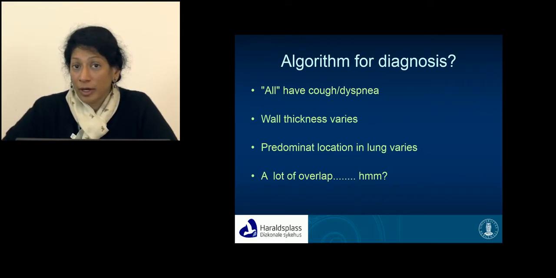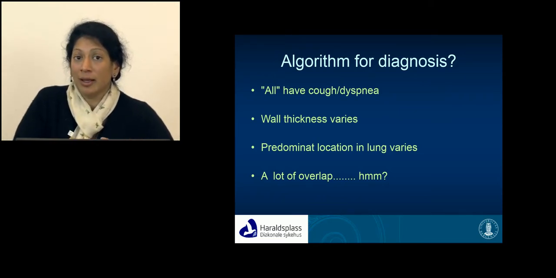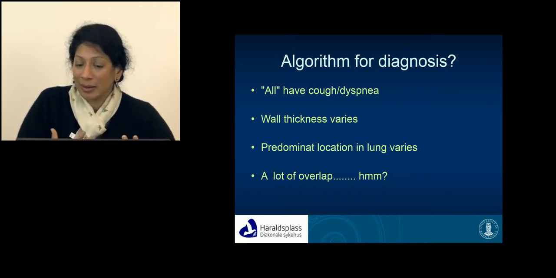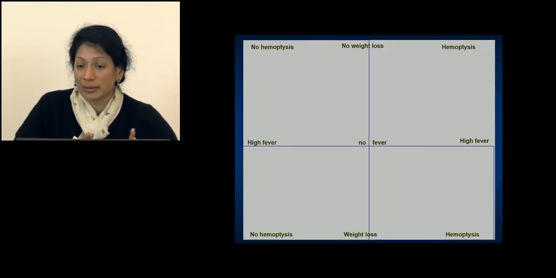So one of the learning objectives I had was to create an algorithm for diagnosis, but it was very difficult because all patients have cough and dyspnea. The wall thickness varies and predominant location in lung varies. So there's a lot of overlap, and there is a possible way of showing it graphically. It is not always 100% correct, but it's the way what is most predominant.